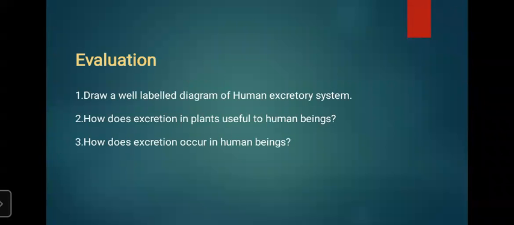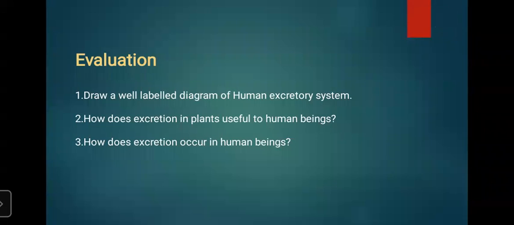So till now, we have learned all these things. Now, evaluation: you need to draw a well-labelled diagram of the human excretory system. You will find this excretory system diagram on page number 167. You need to draw the whole diagram. It is very easy, but very important. You need to draw two kidneys. You need to draw one kidney slightly lower because the right-side kidney is slightly lower than the left one. Then draw the pair of ureters, urinary bladder and urethra. You need to draw all these things.